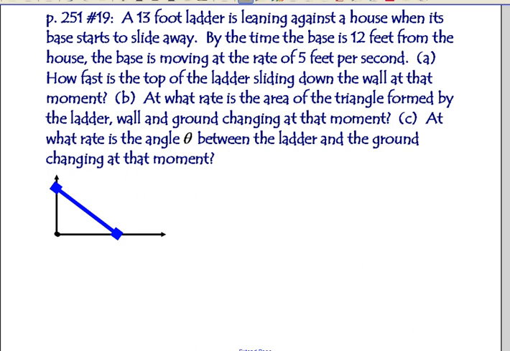Okay, we've got a 13-foot ladder leaning against a house when its base starts to slide away. By the time the base is 12 feet from the house, the base is moving at the rate of 5 feet per second. Part A, how fast is the top of the ladder sliding down the wall at that moment? B, at what rate is the area of the triangle formed by the ladder, wall, and ground changing at that moment? C, at what rate is the angle between the ladder and the ground changing at that moment?